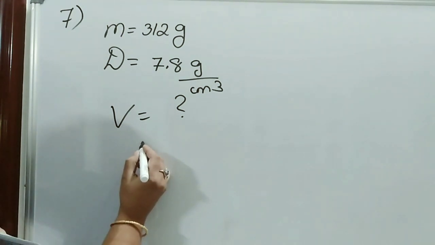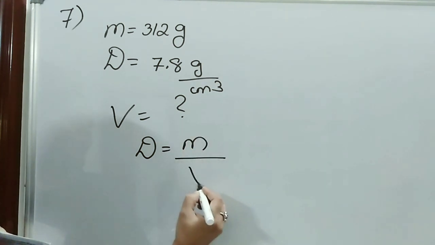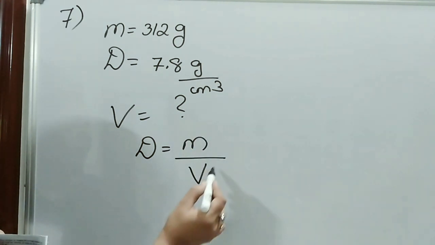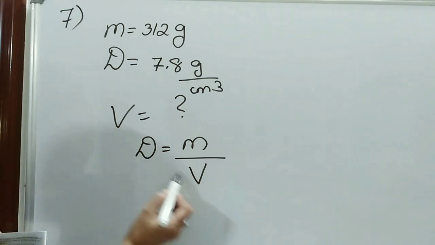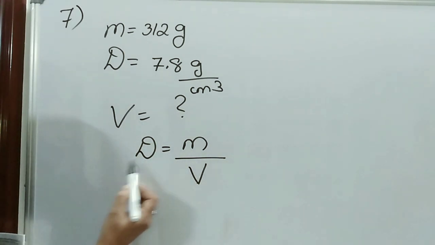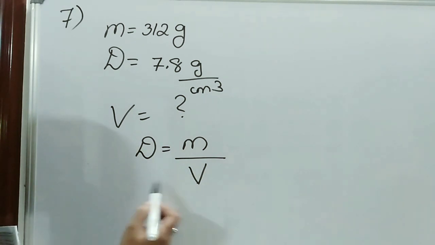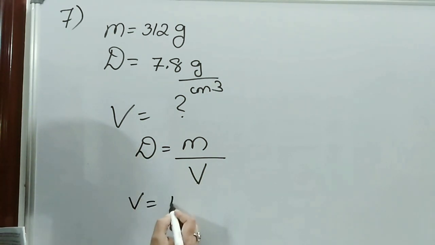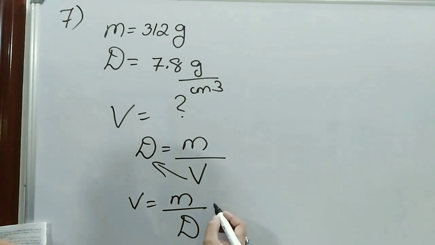Now the basic formula for density: density is mass divided by volume. We are asked to find the volume. That means we have to cross multiply, volume goes to the left hand side. Just opposite: division will become multiplication, or you can just cross multiply. So we can write volume is equal to mass by density. Okay, so volume is mass by density.